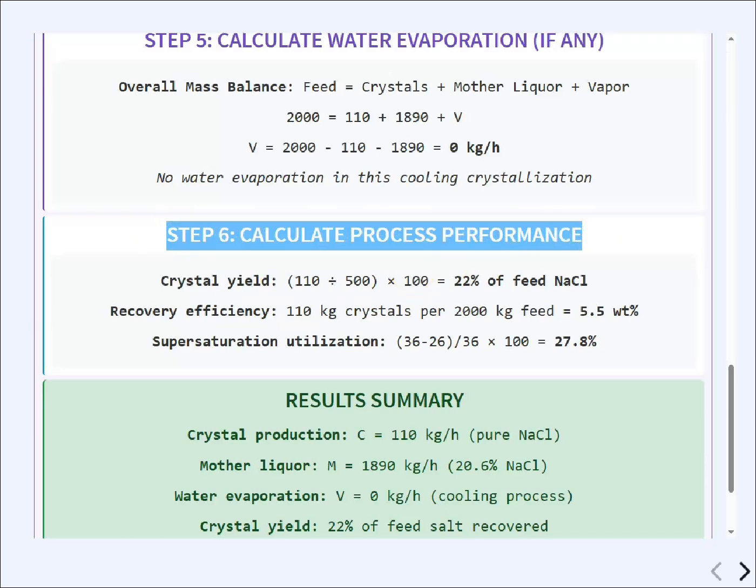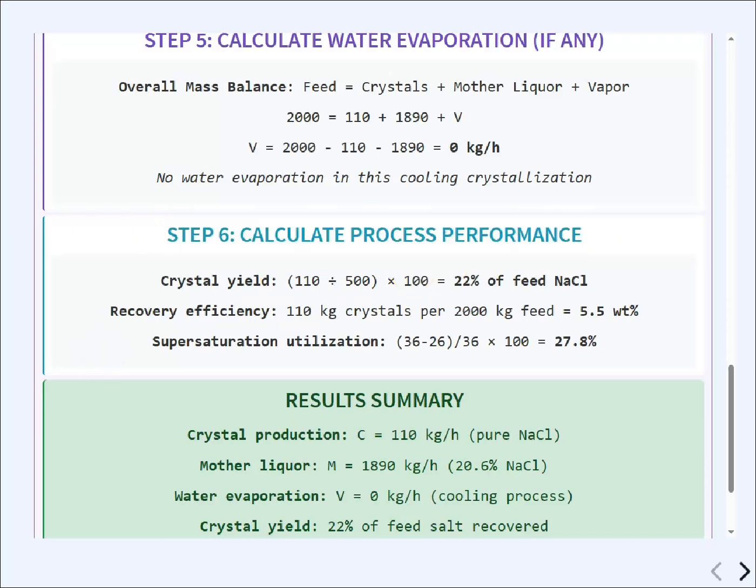Crystal yield is 110 divided by 500 times 100, which equals 22% of the feed salt recovered as crystal. Recovery efficiency: 110 kg of crystal per 2000 kg of feed, that is equal to 5.5 weight% overall recovery. Now supersaturation utilization, so 36 minus 26 by 36 times 100, so that is 27.8%.